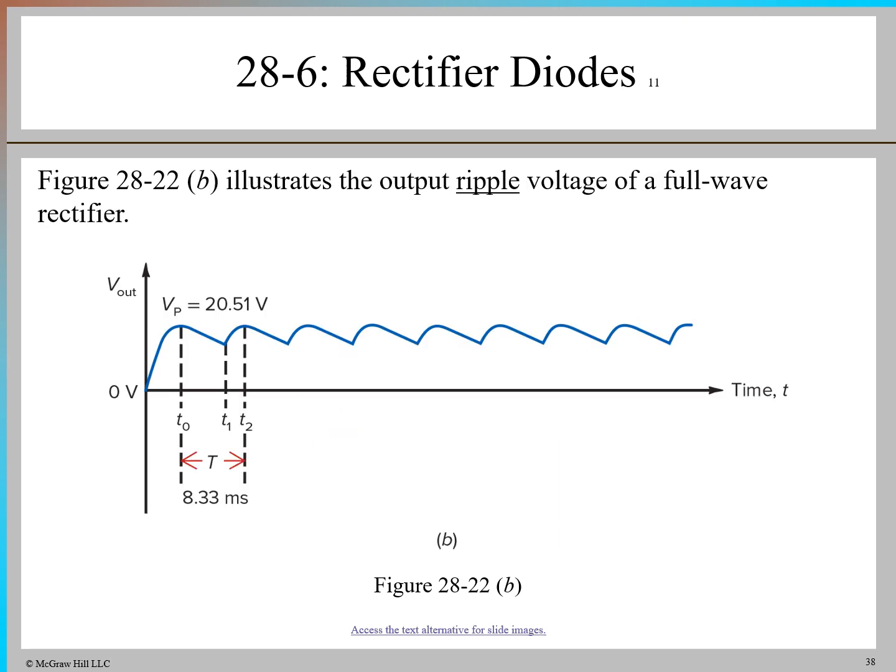The difference between the half-wave rectifier in figure 28-21A and the full-wave rectifier in figure 28-22A is that C is charged twice as often in the full-wave rectifier. This also means that C has less time to discharge in the full-wave rectifier. In figure 28-22B, we see that the period for one cycle equals 8.33 milliseconds.